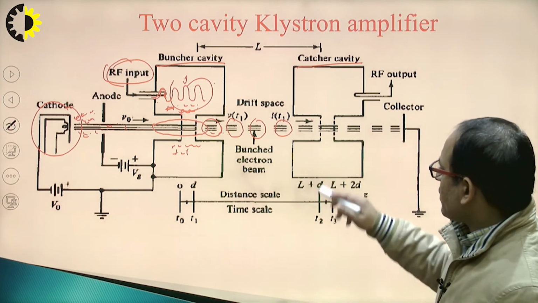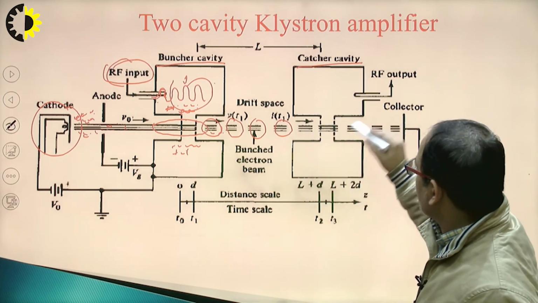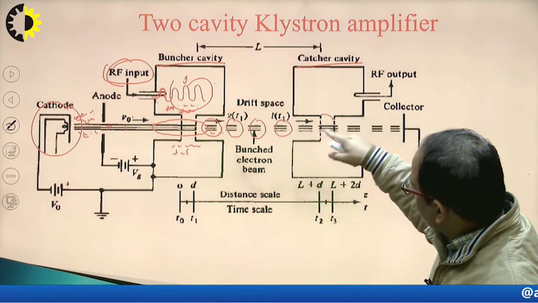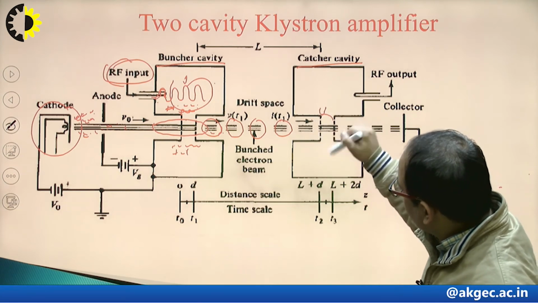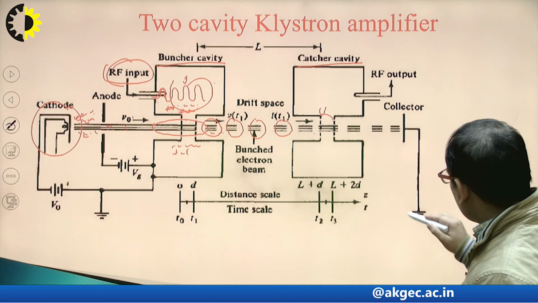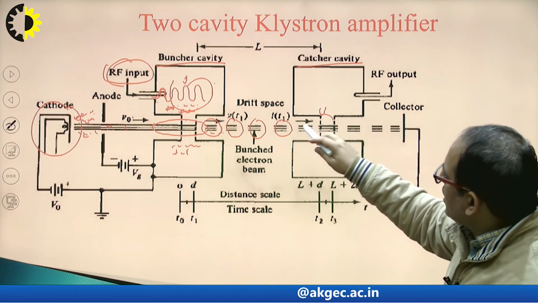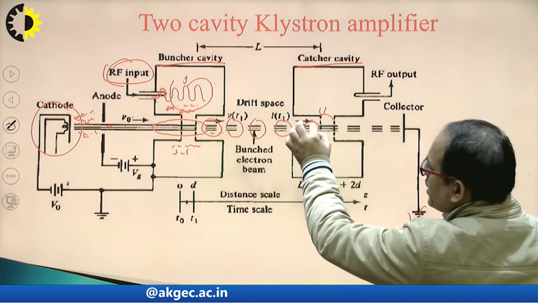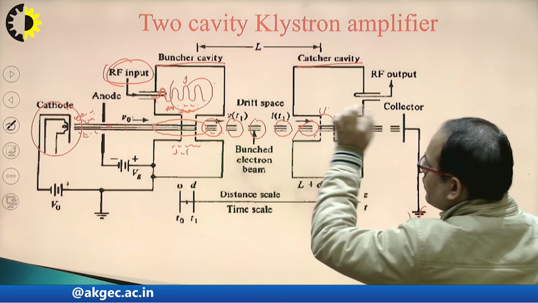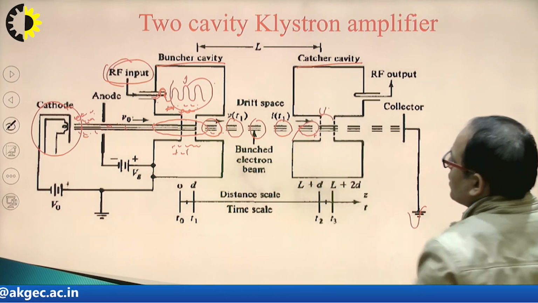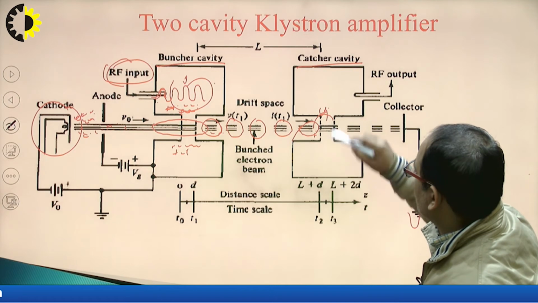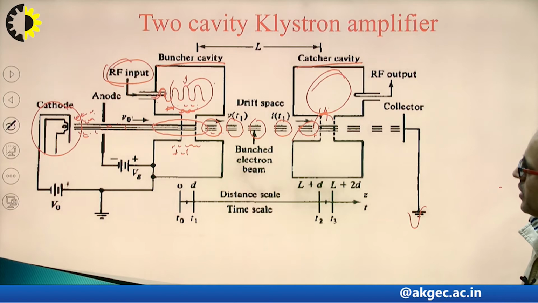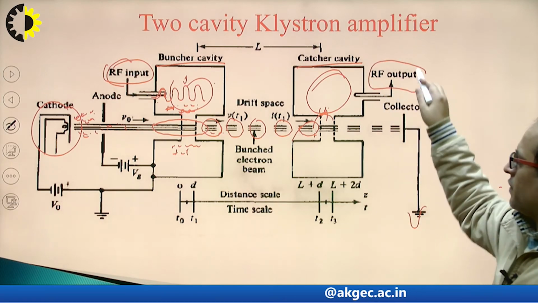Now in the catcher cavity, there is a retarding field which interacts with the electrons. Retarding means negative potential. When the retarding field interacts with the electron, the speed decreases, and some of the kinetic energy of the electron gets transferred to this field. When the energy is transferred into this field, the amplification process takes place here in the catcher cavity, in the RF output.